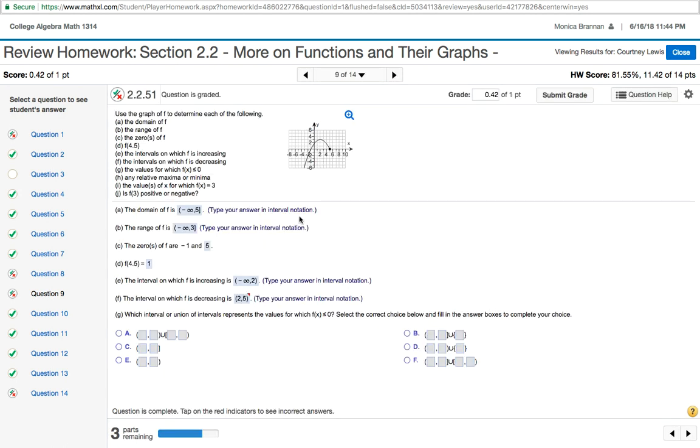So the correct answer is 2 to 5. And what did you tell me? You told me 3 to 2.5. You went backwards. Remember, read left to right. We read the graph left to right just like we read a sentence left to right. All right, and then was this question 9? I think so, yes. All right, let's look at 14.